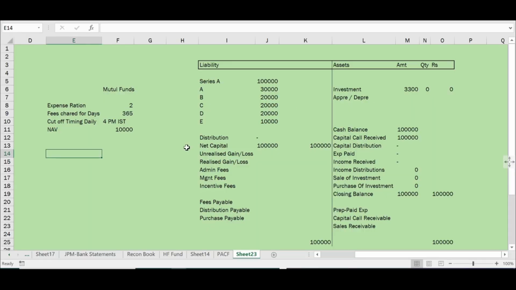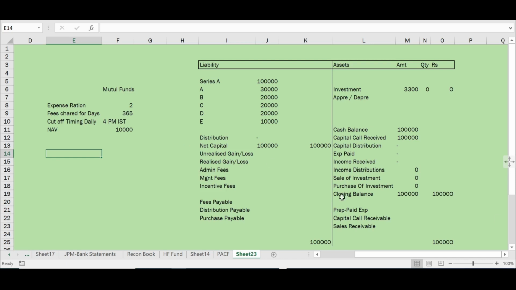I'm going to discuss a very important aspect: how mutual funds calculate expense ratio on a daily basis. The same logic you can apply to hedge funds as well, how open-ended hedge funds charge management fees on a daily basis. I'll help you understand that calculation. It's very simple. Let's start the discussion.